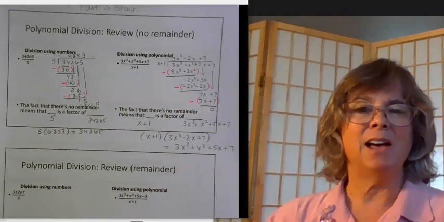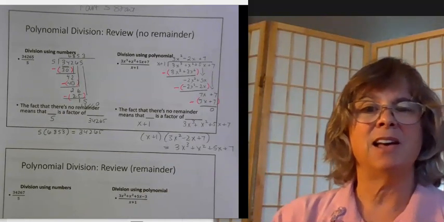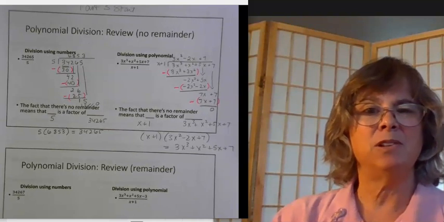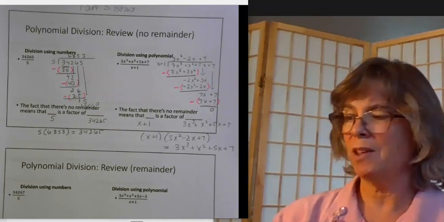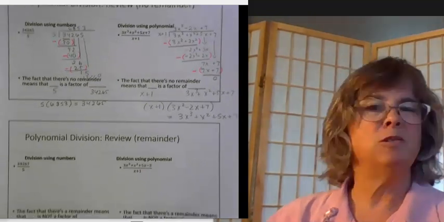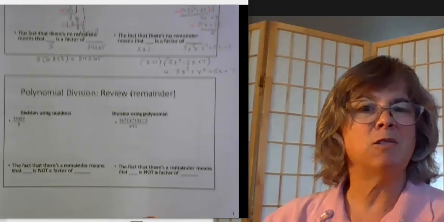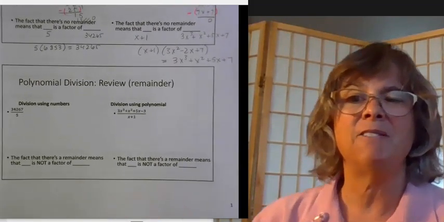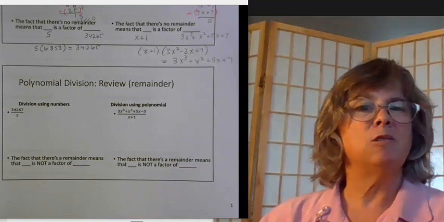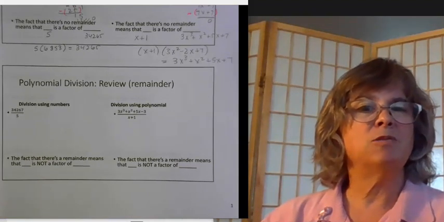Okay, check. A lot of values there, a lot of x's, a lot of numbers. Check to be sure that that concept is okay with you. Now let's move on to polynomial division where there will be a remainder. We said no remainder, it's a factor, and that's key. So polynomial division where there's a remainder.